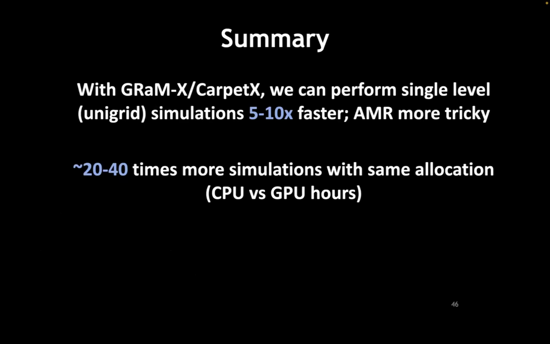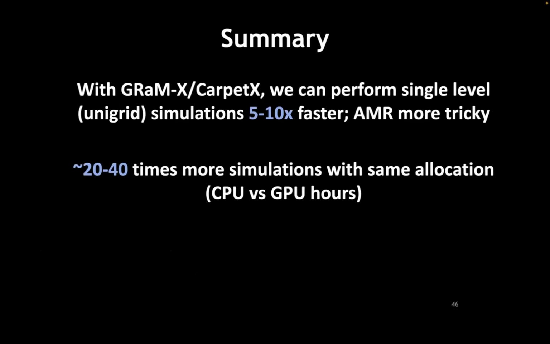I've introduced GRaMX, which is built on Carpet-X, and shown that we get really good single-level unigrid simulation performance, up to a factor of 10 faster than on equivalent CPU systems. In AMR, it gets a little bit more tricky, but we are getting there in terms of the performance as well. But really, this allows us to do an order of magnitude more simulations, or actually almost 2 orders of magnitude more simulations, with the same allocation.